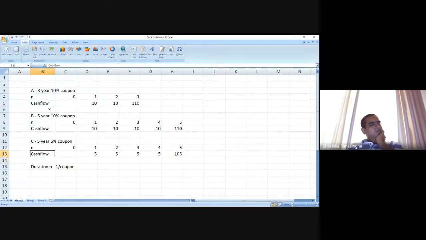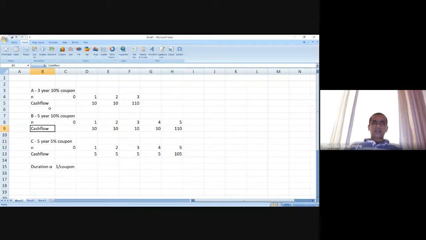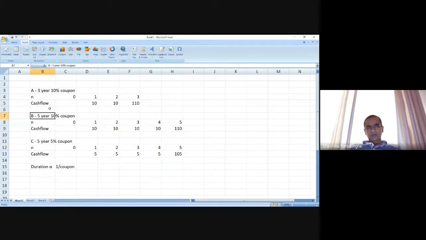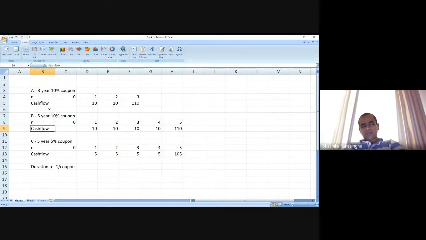Very good. And in terms of maturity, okay, because now look at A and B, right? Both are 10% coupon. Okay? So if the coupon is the same, which one do you think will have the longer duration? Shorter maturity or longer maturity? If the coupon is same.